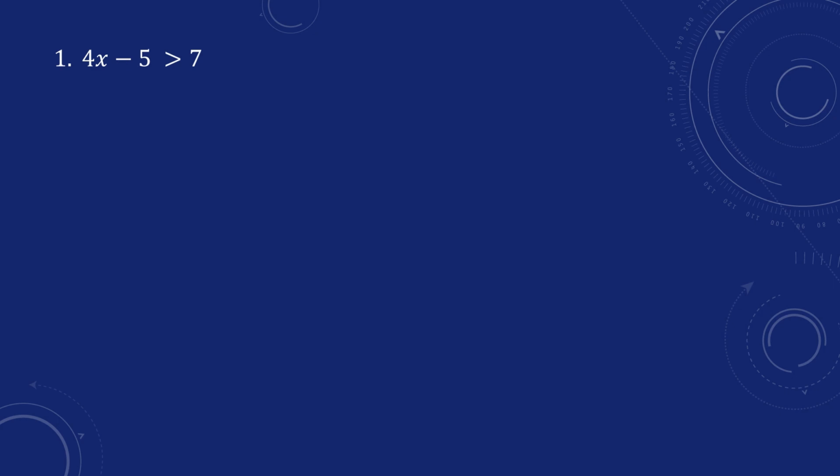Example number 1. 4x minus 5 is greater than 7. To solve for the values of x in this inequality, we must isolate x. This means x must stay alone on one side and everything else on the other side. This can be done by using inverse operations. This is 4x minus 5.